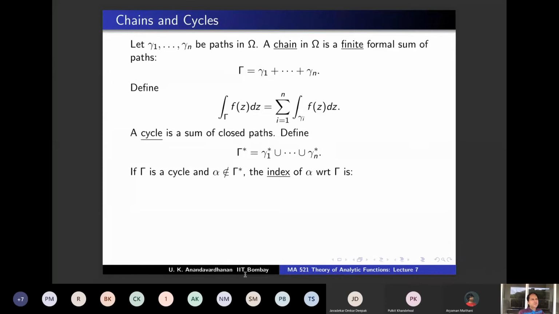What is the definition of index? It's 1 by 2 pi i times the integral of dz by z minus alpha, and the integral is over gamma now. And the integral over gamma, you know what it means. It's a sum of integrals over each gamma i. So the index of alpha with respect to gamma makes sense. And of course, the index of alpha with respect to gamma is nothing but the summation of the index of alpha with respect to gamma i, as you can see from the definition of the integral. Just from the definition, this follows. So we have the notion of index of a given point with respect to a cycle.